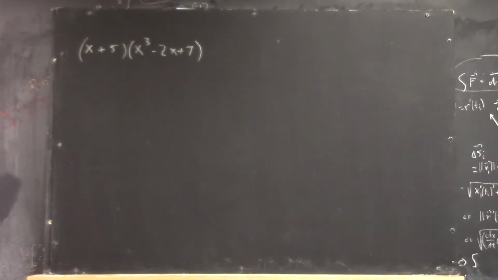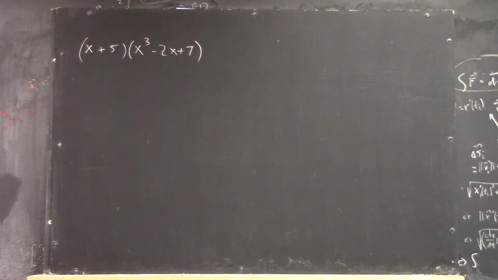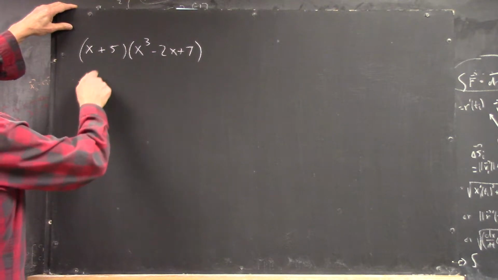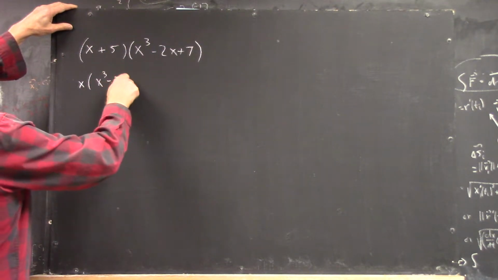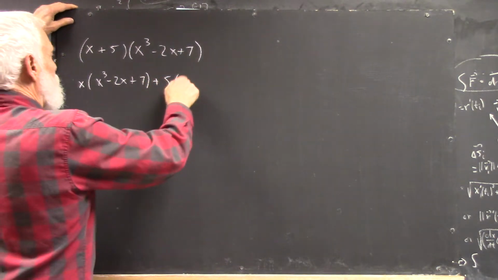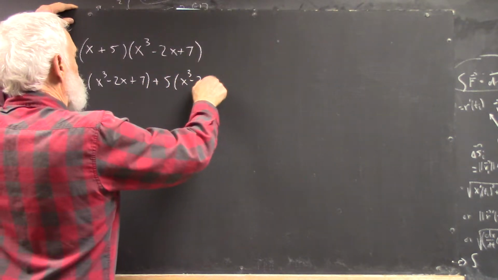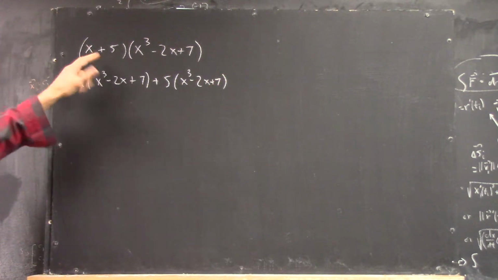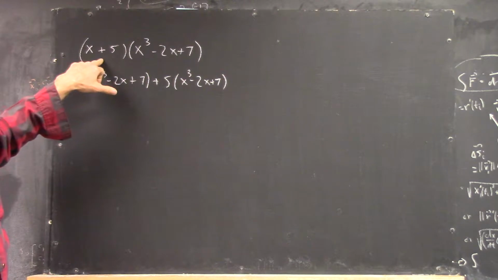For this problem, would you take the whole x plus 5 and distribute the whole thing? You can. There are two ways you can use the distributive law here, and since you mentioned that, we'll do it both ways. One way is you can say this is x times (x cubed minus 2x plus 7) plus 5 times (x cubed minus 2x plus 7). Because you can distribute over this plus here, right?